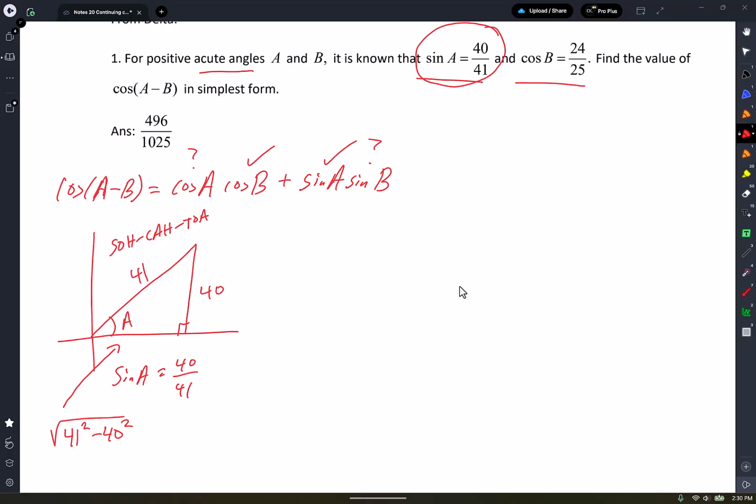Now don't be a robot, guys. Know where that comes from. A squared plus b squared equals c squared. I have a hypotenuse. I have a leg. So to get one of the legs, you got to move one of the other ones. So square root of c squared minus b squared if you're solving for A. Does that make sense? All right.